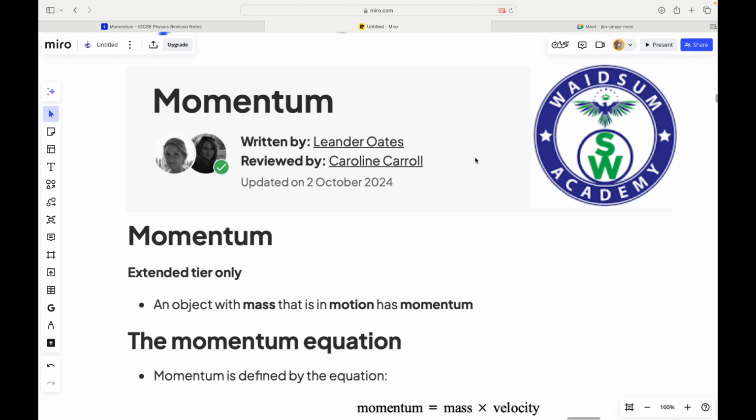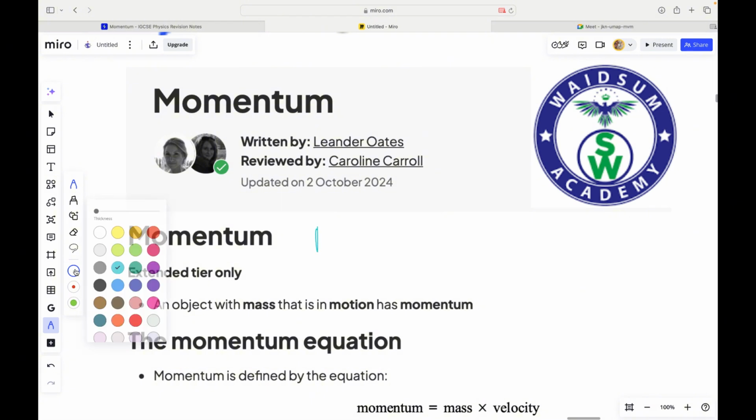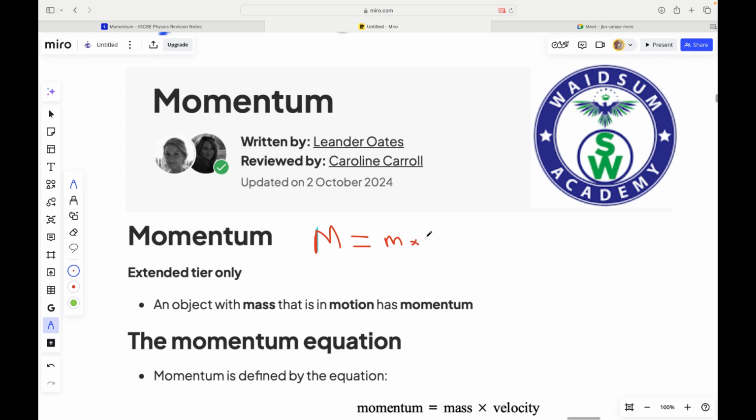What is momentum? We will talk a little bit about it, and then we look at our tutorial. Momentum is defined as the product of mass and velocity. Momentum, M, is defined as the product of mass and velocity. So mass multiplied by velocity, I'll get momentum.